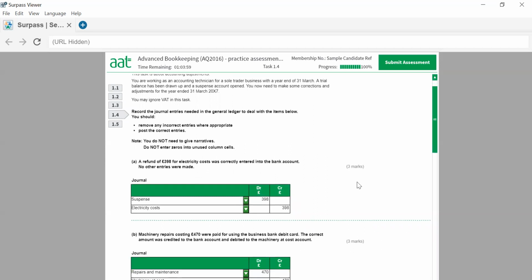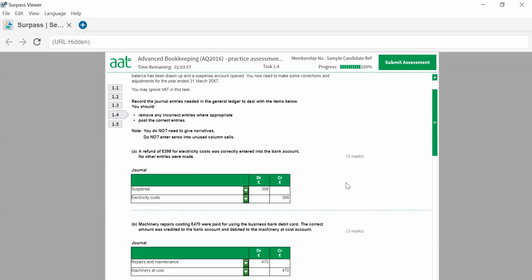And what I tend to say to students for this type of question is write down what they've done, because once you've seen that, you can see what needs to be done. Okay. So the first one says a refund of £398 for electricity costs was correctly entered into the bank account, but no other entries have been made. So what should they have done? They should have debited the bank, which is what they've done. So debit 398, but you've not got a corresponding entry. It should have been credit electricity costs, but they didn't do that.